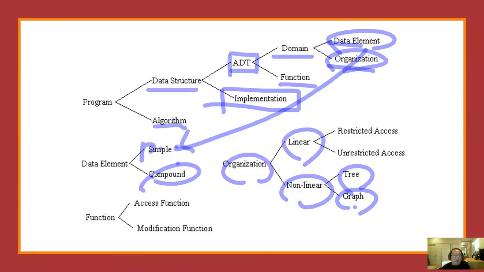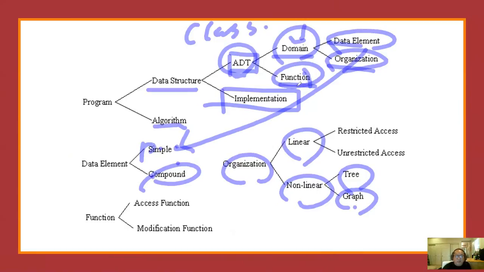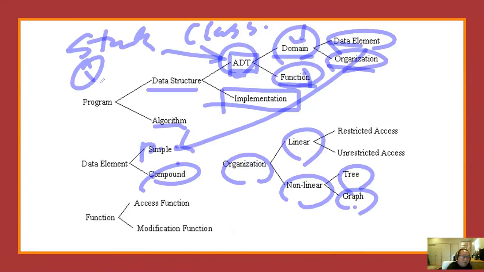Is that the class or is it a primitive one? That's called domain. And function is the operation for it. So here is about a class. You have the object, and you have the data and the function. Is that okay? So here maybe ADT is like stack, or you have queue, or you have a list.